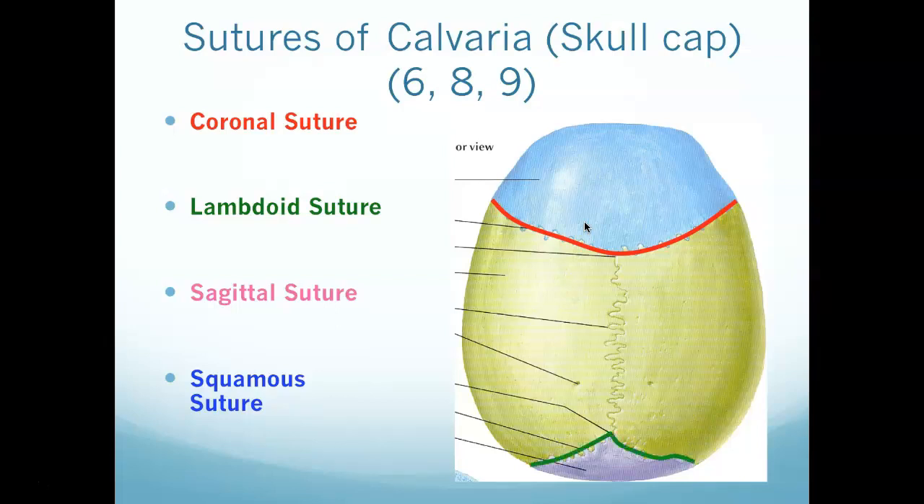Next, we have your lambdoid suture that's found posteriorly, and that is connecting your occipital bone with your two parietal bones. You have your sagittal suture here that sits between your two parietal bones.